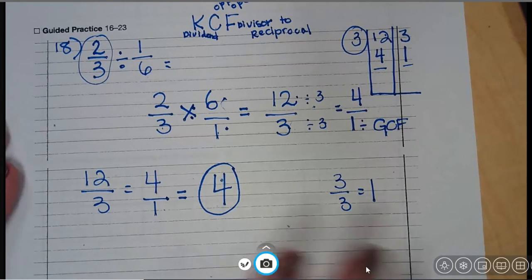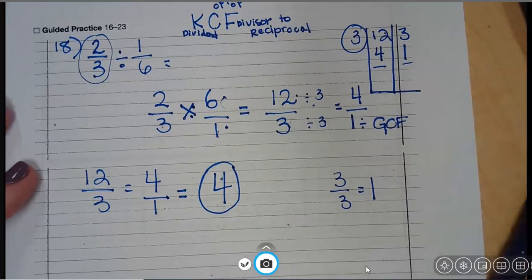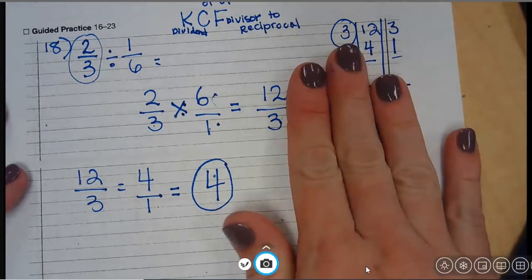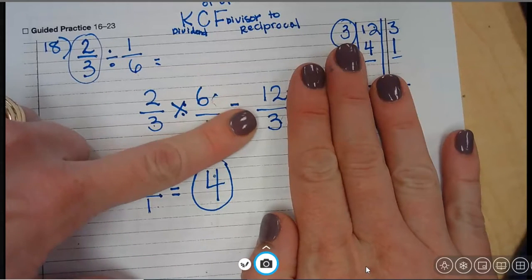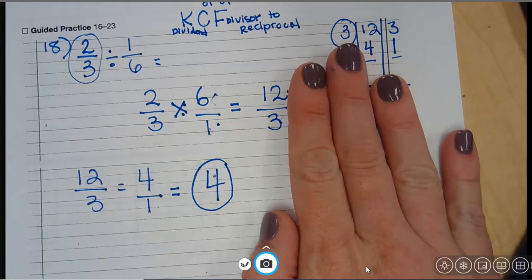Now, that being said, when I got to 12/3 here, could I have, instead of finding the greatest common factor, said to myself, 12 divided by 3? You should all know what 12 divided by 3 is as well.